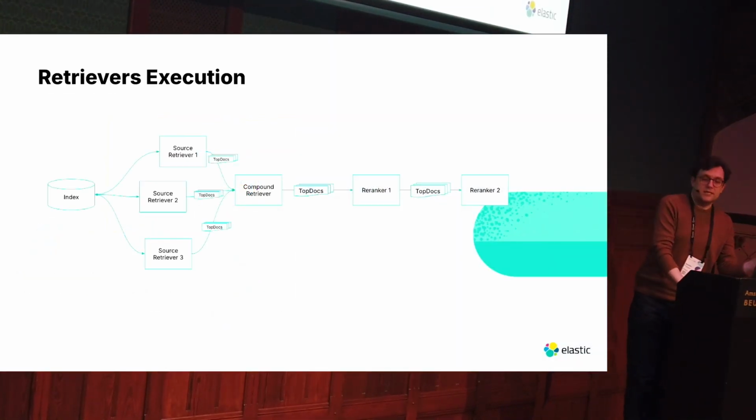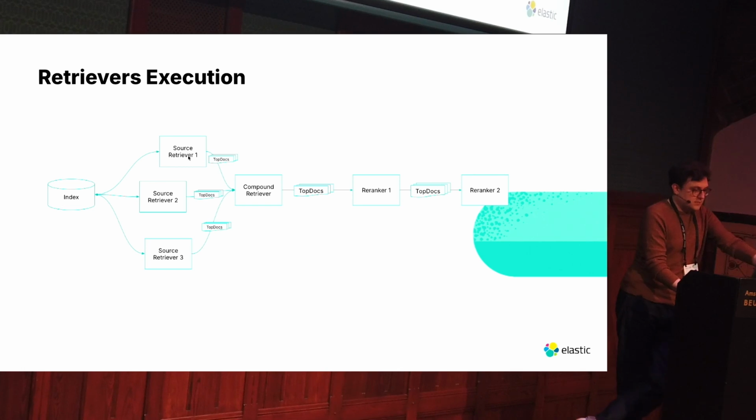This is kind of the execution layer. As you can see on the left, you have the index, you have the source retrievers that retrieve the documents, the compound retriever that compiles that into a separate set of top documents, and the re-ranker that re-ranks that again. And maybe you want to add a third re-ranker or fourth or whatever. You can keep going as long as you want. That's all up to you.